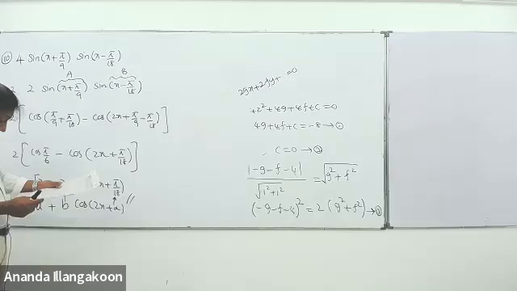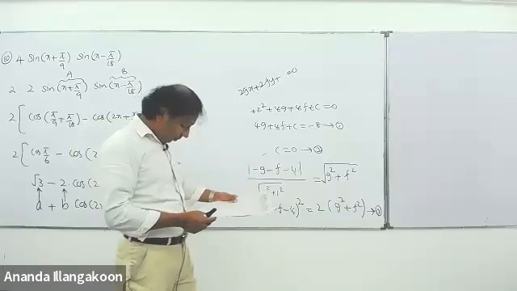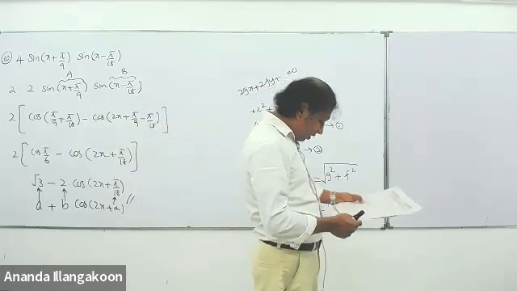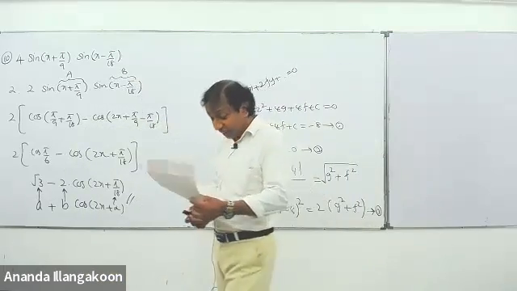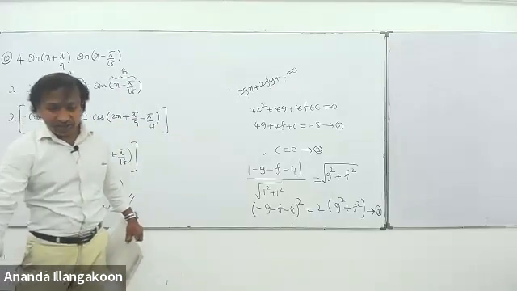Hence, the equation 4 sin(x + 5π/9) sin(x − 5π/18) equals root 3 minus 1. Hence means we should be able to use this. Let's see how to use that.